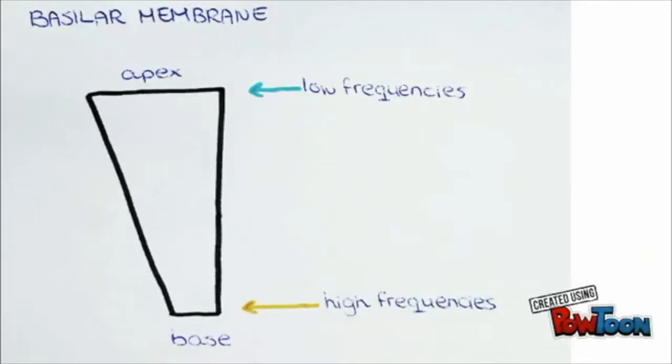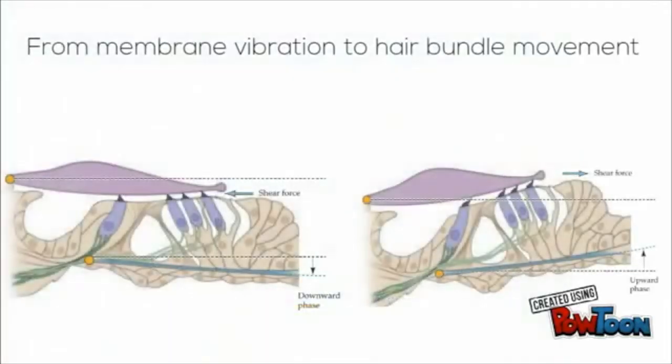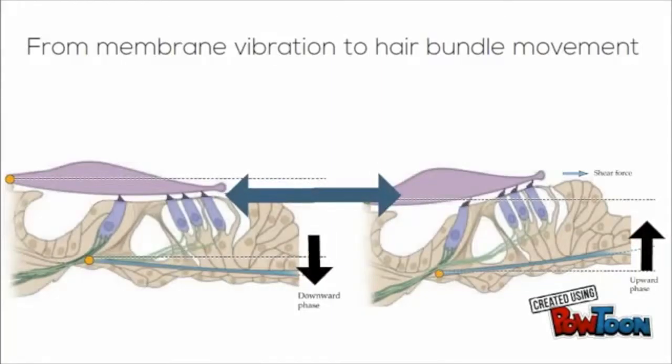The basilar membrane is shaped like a trapezoid. High frequencies resonate at its base, where it is narrow and stiff. At its apex, it is wider and flexible. Lower frequencies resonate here. Resonation of the basilar membrane makes the stereocilia at the top of the hair cells move back and forth. This changes the membrane potential of the hair cells.